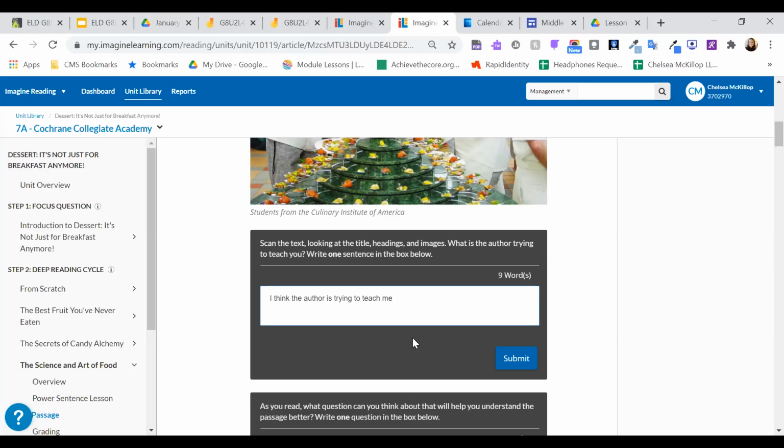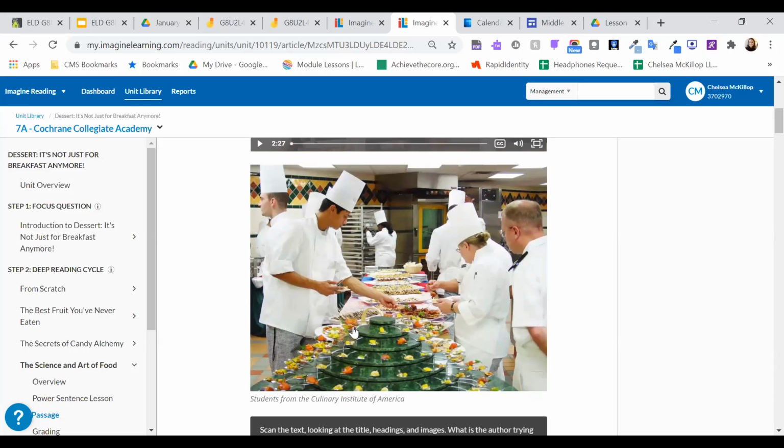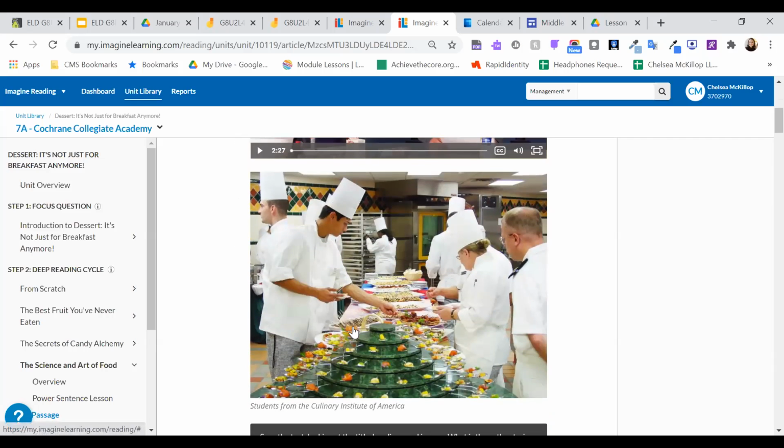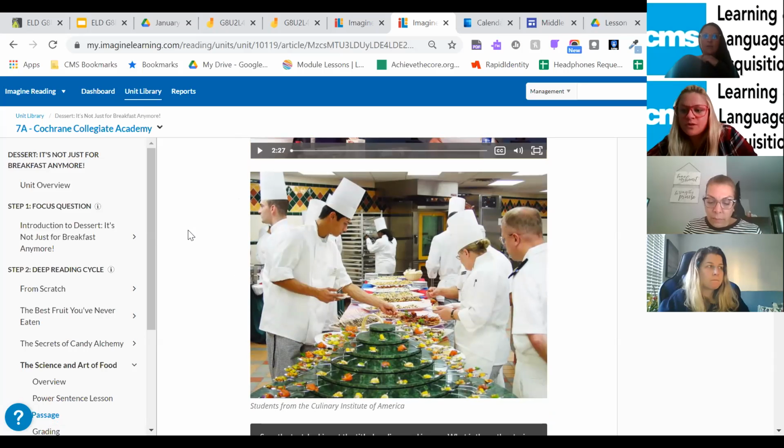Yep, I have a question. Sure. This is like where you were showing is directly in Imagine Reading, or is there a way to put this individually in Nearpod or in this Pear Deck? I don't know, because sometimes I am using the Imagine Reading, but I don't know how to be sure.